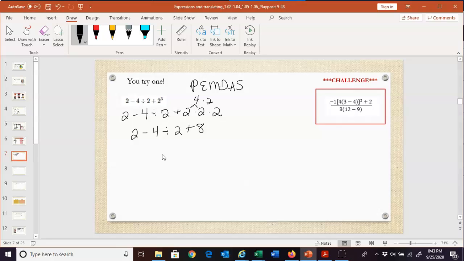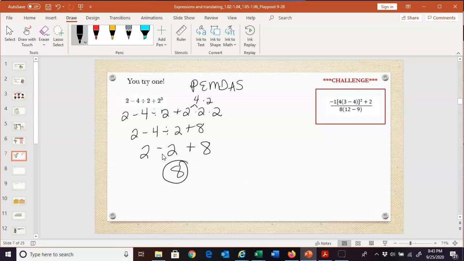Multiplication, I don't see any multiplication. Here's division. So -4 divided by 2 is -2. And now we can do our addition and subtraction from left to right. 2 minus 2 is 0, right? So we just have the 8. And again, you could confirm your work in the calculator.